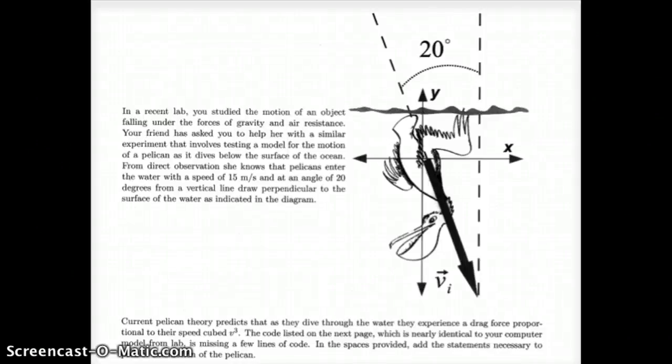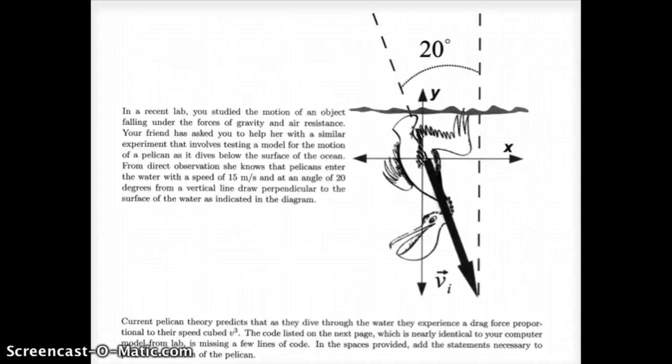Hello all, today we'll be reviewing the first question from Midterm 1, Spring 2014, which deals with Python programming. In a recent lab, you studied the motion of an object falling under the force of gravity and air resistance. Your friend has asked you to help her with a similar experiment that involves testing a model for the motion of a pelican as it dives below the surface of the ocean.